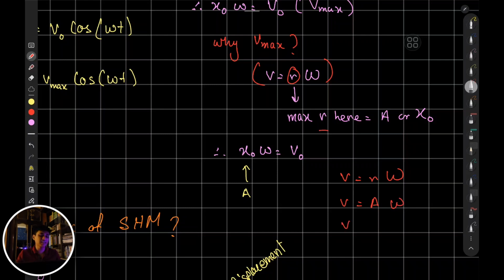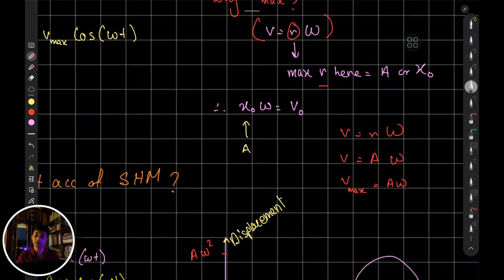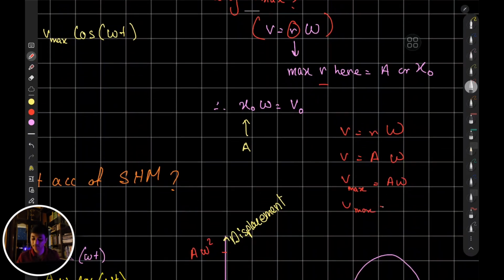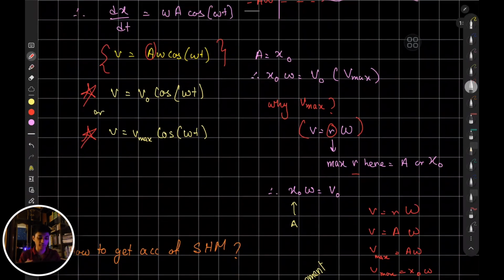And since omega doesn't change, the only variable was the radius or the displacement, and we have already plugged in the maximum displacement, which is amplitude. You're now going to get Vmax, which is A omega, or Vmax is given by x naught omega. Different books, different equation, different symbols. I don't understand why, but you gotta deal with it. So Vmax is given by x naught omega. So if you compare it over here, you do have A omega or x naught omega.